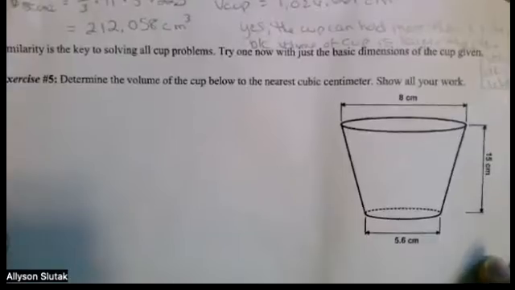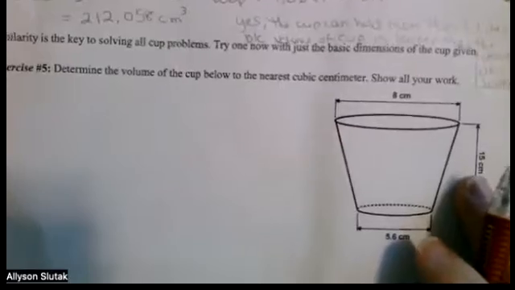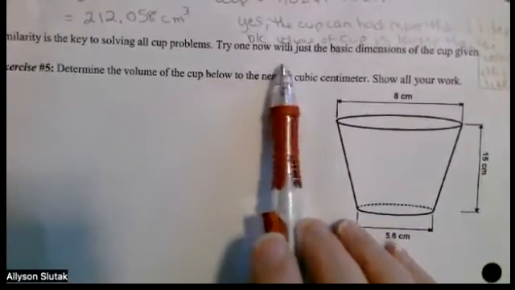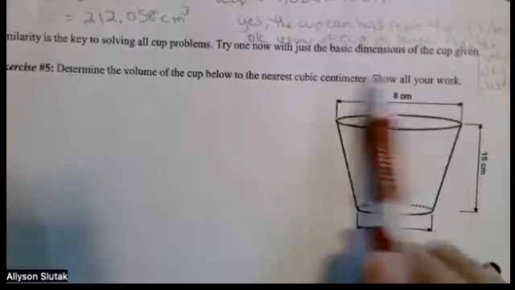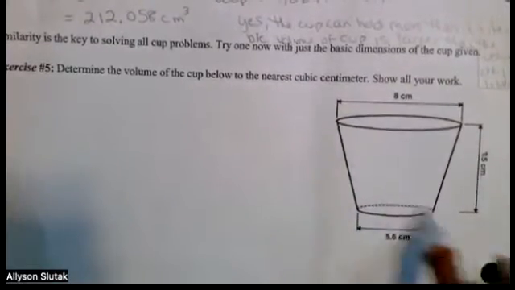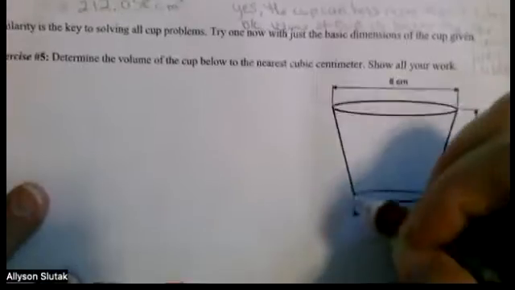Okay, so we have one more problem that we can do, and I didn't think we had enough room on the other video to do it. So we're just going to do this last problem. It says similarity is the key to solving all cup problems. Try one now with just the basic dimensions of the cup given. So they're only showing you the cup, not the extended cone that would result, right?